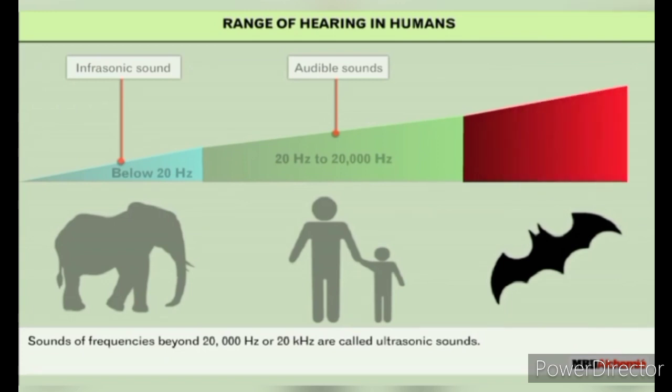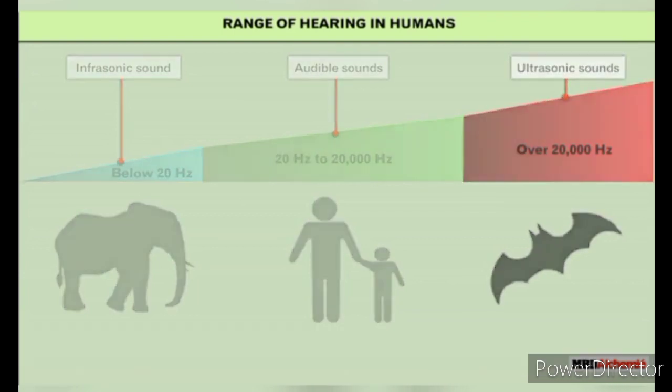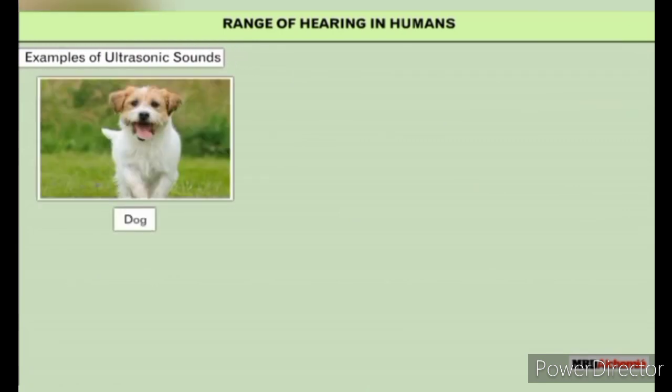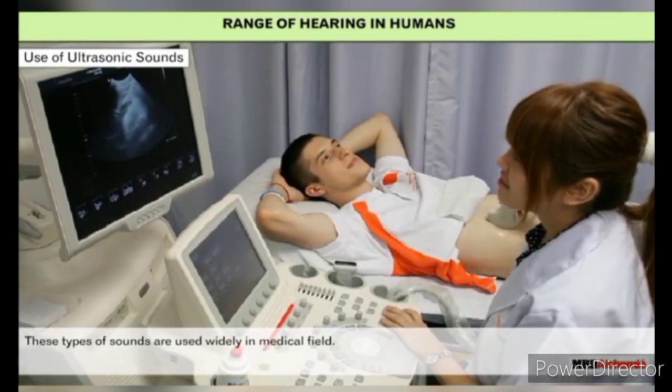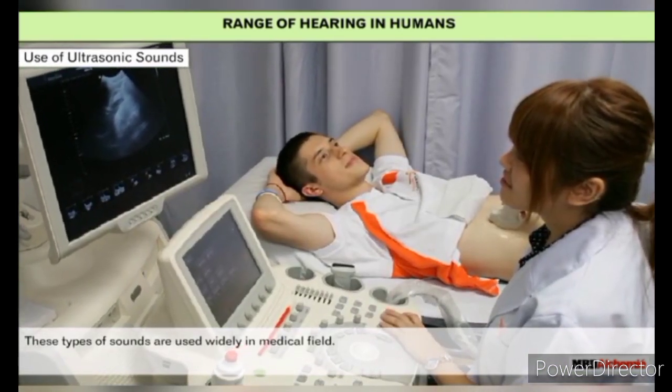Sounds of frequencies beyond 20,000 Hz or 20 kHz are called ultrasonic sounds. Animals like dogs, dolphins and bats can hear ultrasonic sound. These types of sounds are used widely in the medical field.